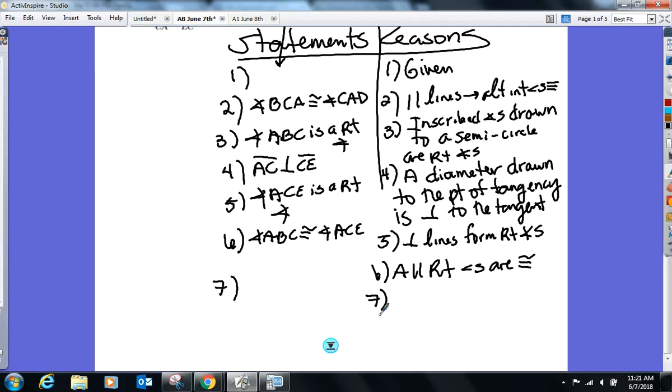Okay, do you have two pairs of congruent angles? What do you know about the two triangles? Similar, good. Nobody said congruent. Nice job.